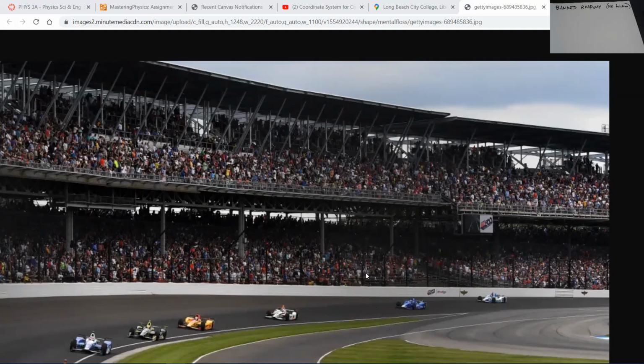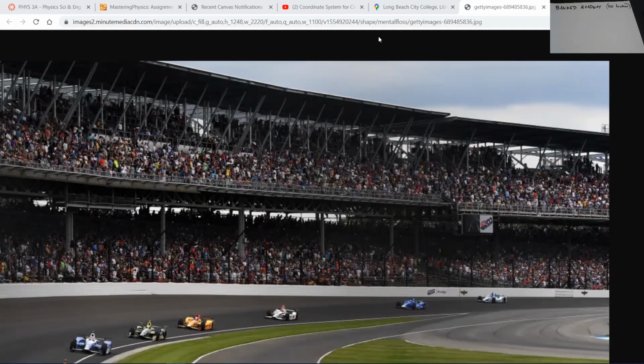But these people are here to watch these cars go much faster than that. So what's going on? What prevents them from flying off the roadway, despite the fact that the equation we've been looking at suggests that they should only go 60 or 70 miles per hour?